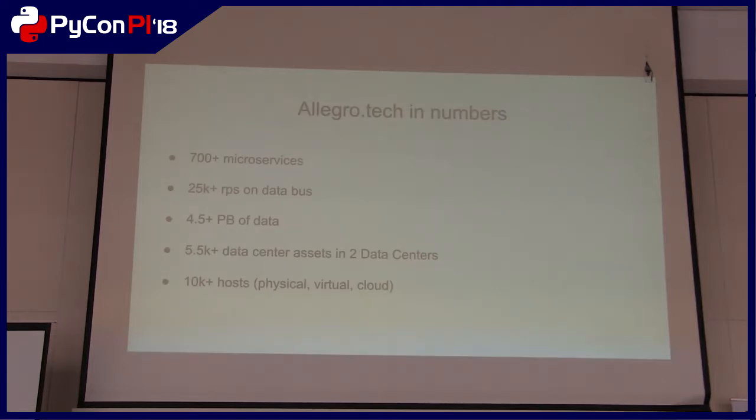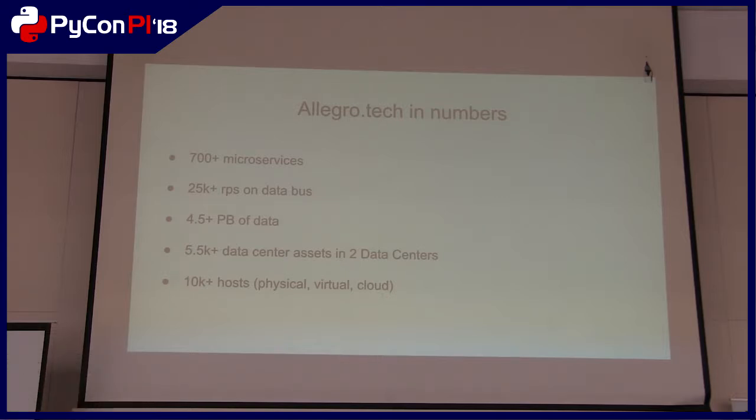What about some technical numbers about Allegro? We have over 700 microservices. Right now we are processing over 25,000 requests per second on our data bus. We store 4.5 petabytes of data in our data store. And we have 2 data centers where we have over 5,500 data center assets, physical servers. And in general, we have more than 10,000 hosts, either physical, virtual, cloud, and so on.